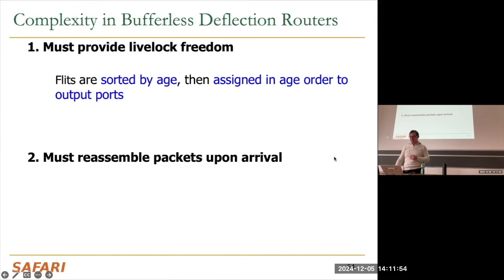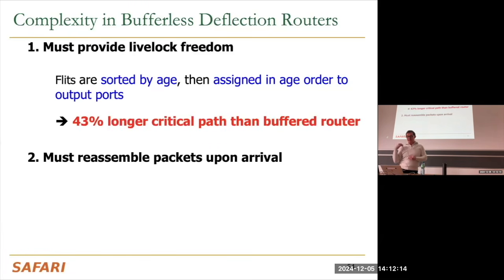Essentially, well, I already said this. The livelock freedom that originally, and a lot of people thought, was needed: you need to sort the flits by age and then assign them in age order to output ports. This is called oldest first arbitration. It's thought to be complex, and in this paper we quantify the complexity of it. And essentially we find out that the router needs a much longer critical path than a buffered router to be able to do this, and we will see the reasons a little bit.